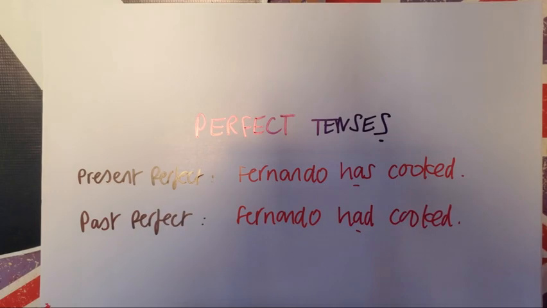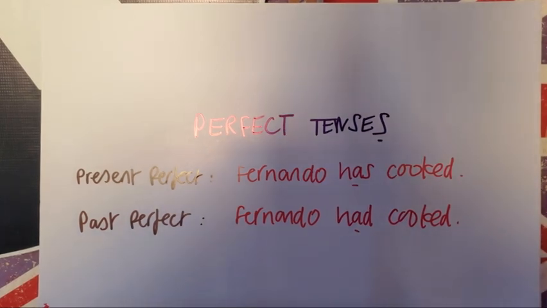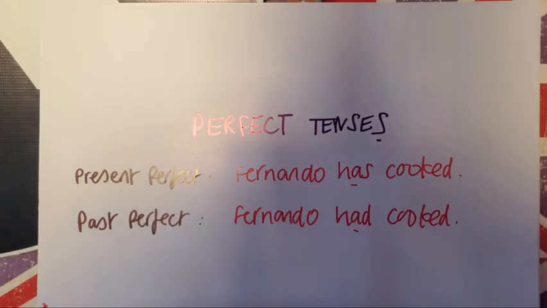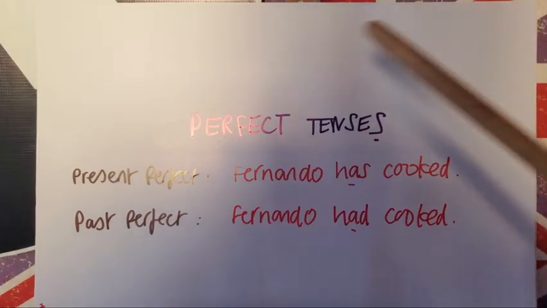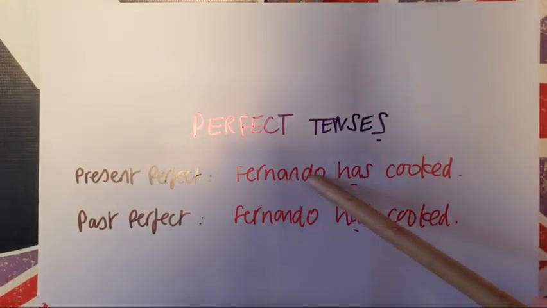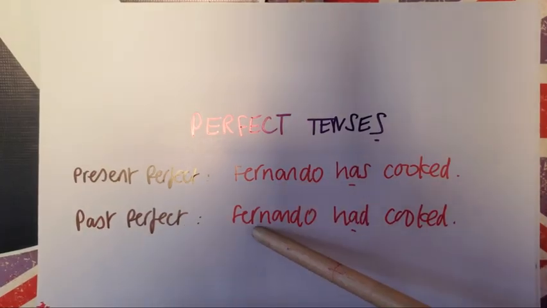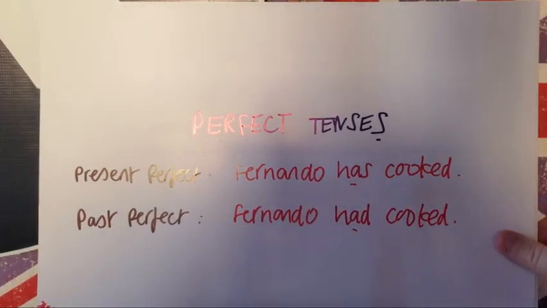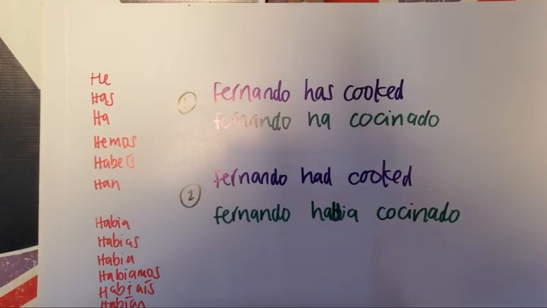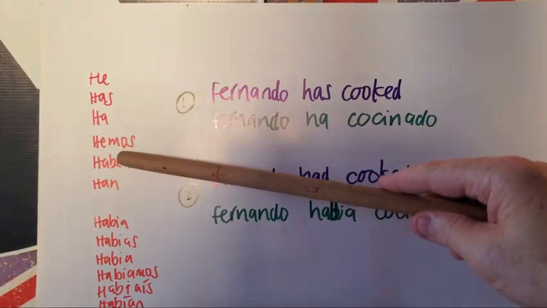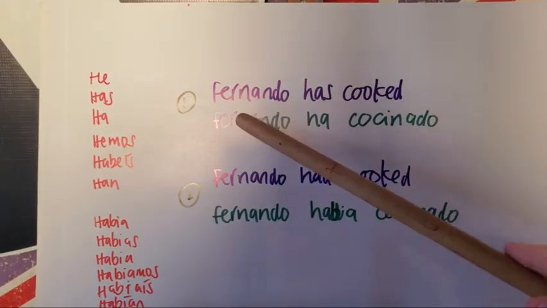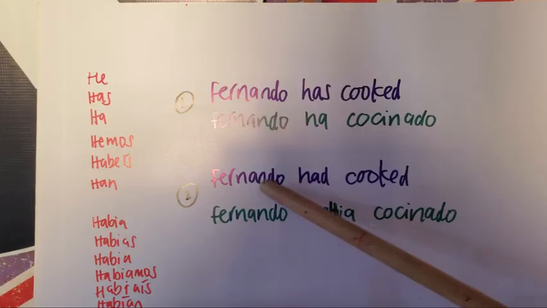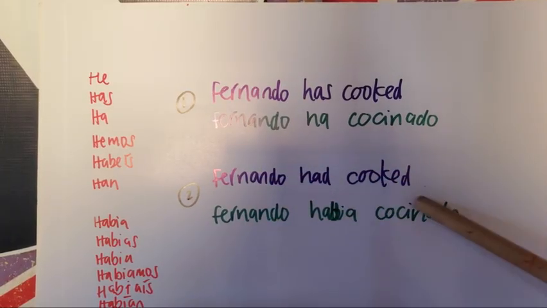Perfect tenses. We have looked at a couple, because imperfect is a preterite, i.e. it's a past tense. But present perfect, Fernando has cooked. Past perfect, Fernando had cooked. Okay? So it's simple in Spanish. Fernando has cooked, Fernando ha cocinado. Fernando had cooked, Fernando había cocinado. There's no problem. It's a direct translation.